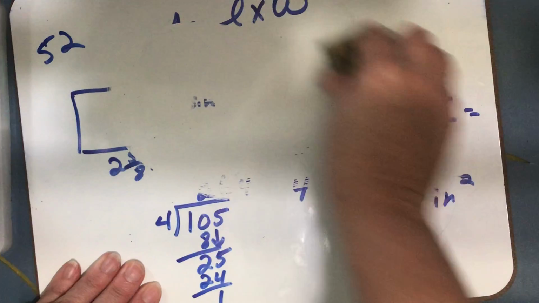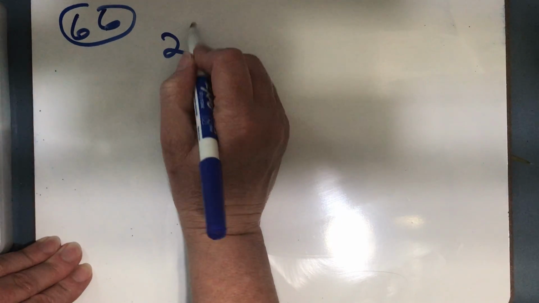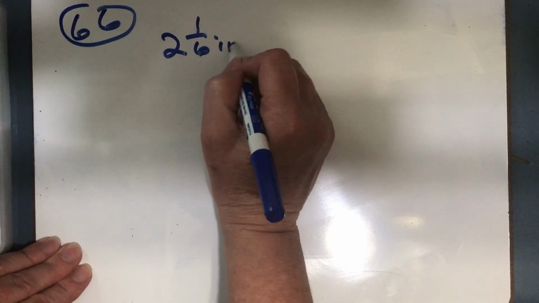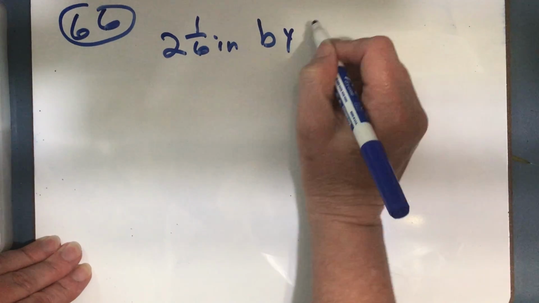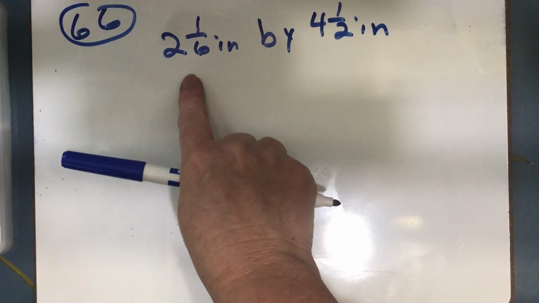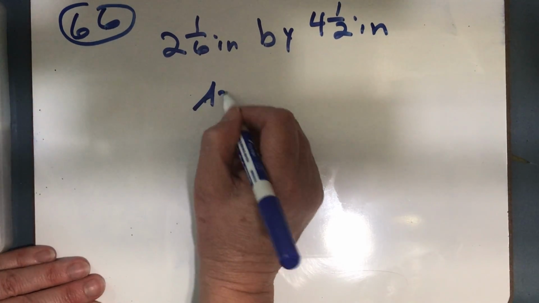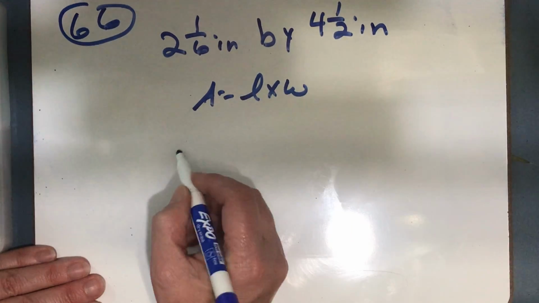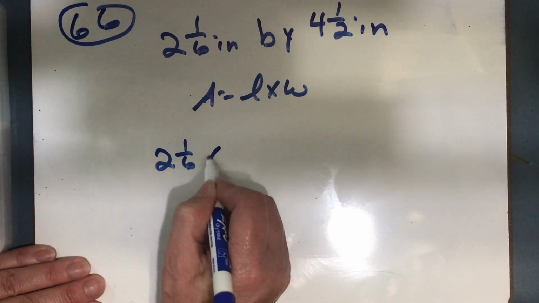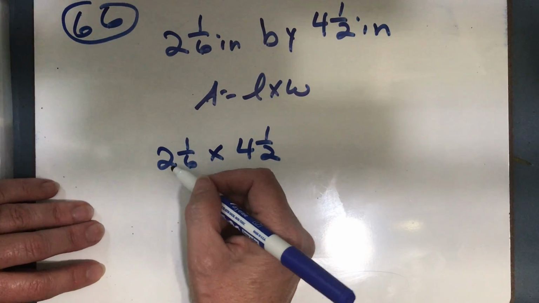Okay, so on a couple of them, they have the rectangles drawn for you, but on some, like on number 66, it just says 2 1/6 inches by 4 1/2 inches. That just means that the width is 2 1/6 inches and the length is 4 1/2 inches. So remember, area equals length times width. So multiply 2 1/6 times 4 1/2. First we have to change these to improper fractions.